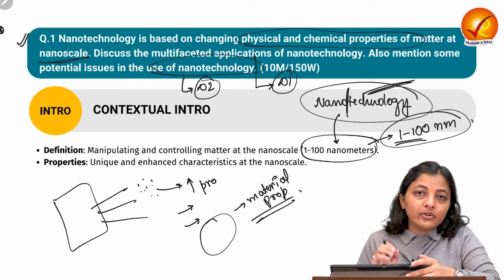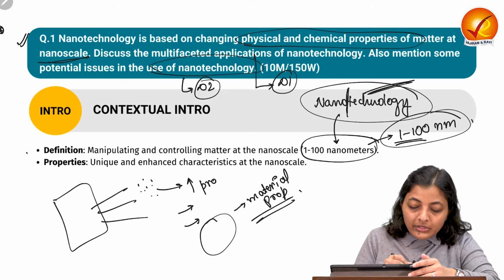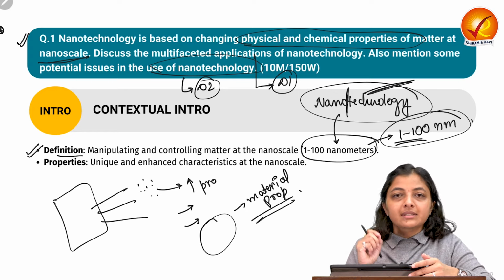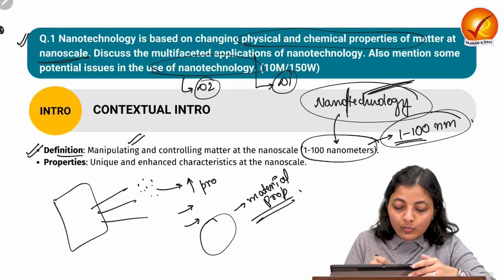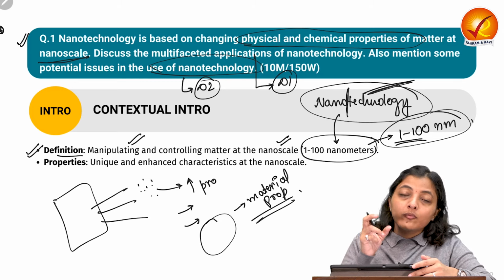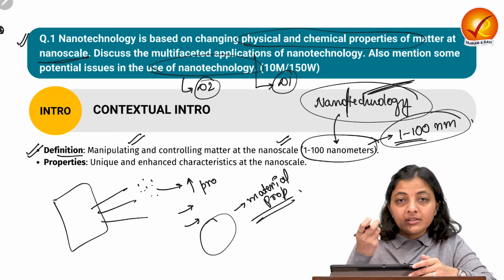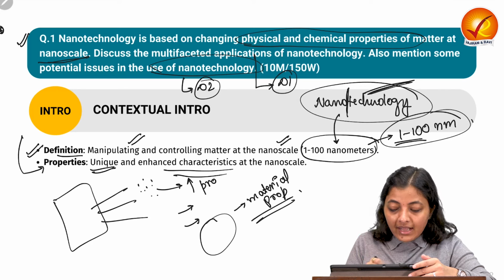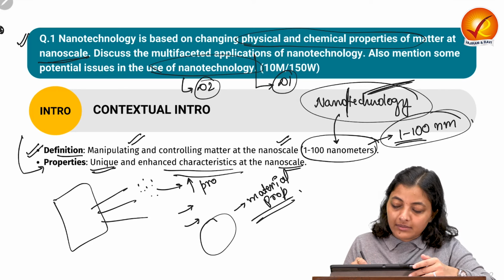So this is nanotechnology. You can start the introduction with the definition of what nanotechnology is. It is about manipulating, controlling the matter at the nanoscale level. For what purpose we do it and what are the properties of this nanomaterial? It holds unique and enhanced characteristics at the nanoscale.